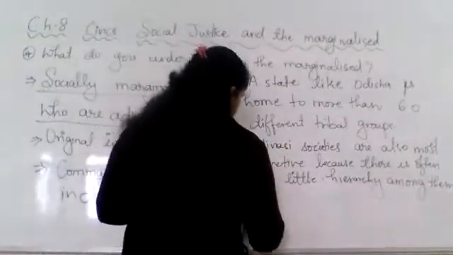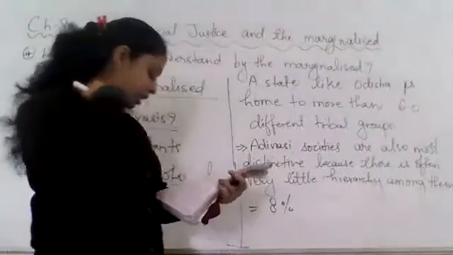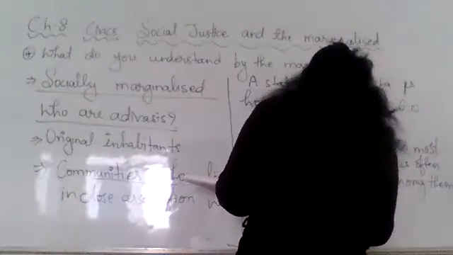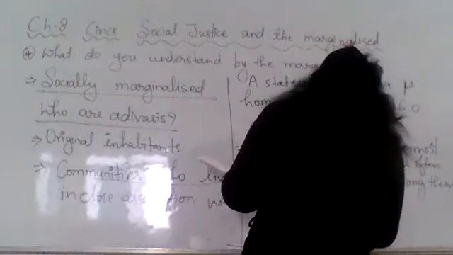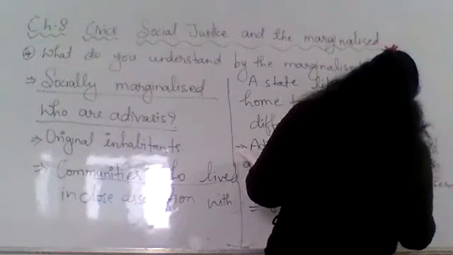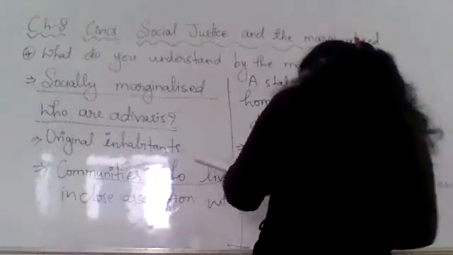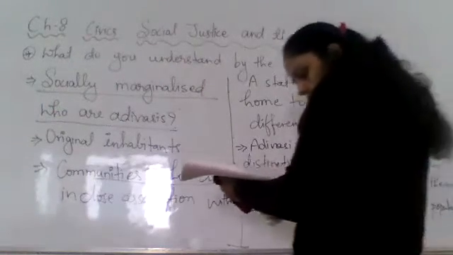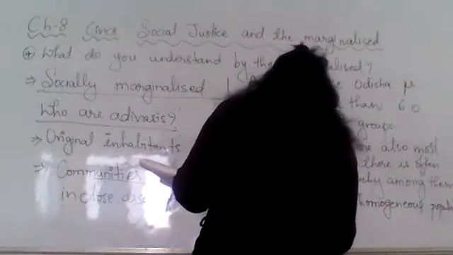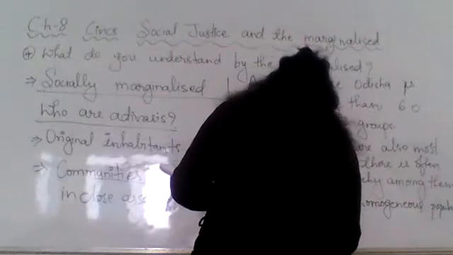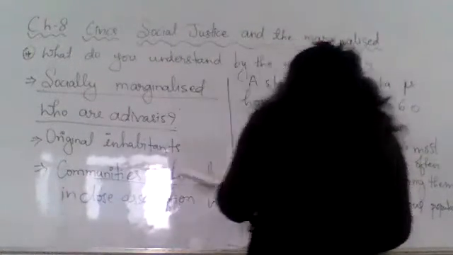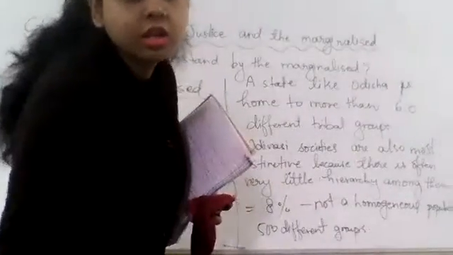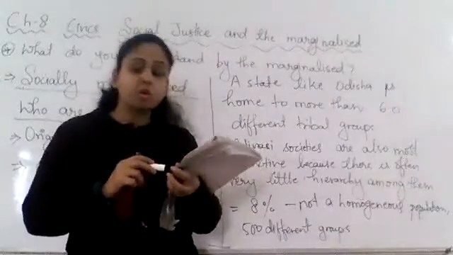Now, 8% of India's population is Adivasi. Okay. And they are not homogeneous. They are not a homogeneous population. So 8% of India's population is Adivasi, and if you see, they are not a homogeneous population.